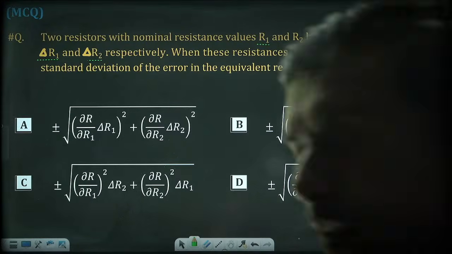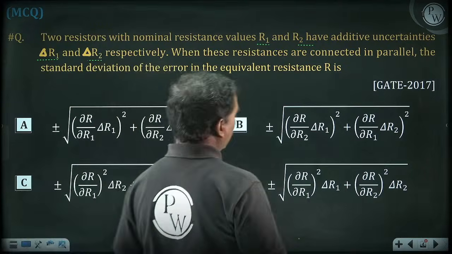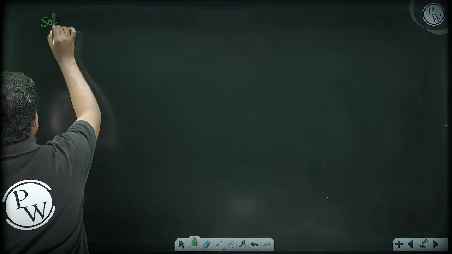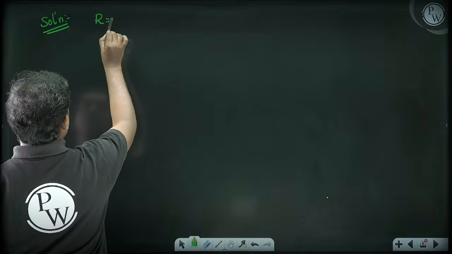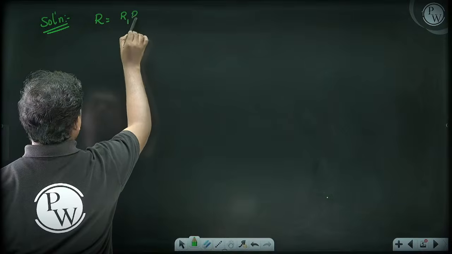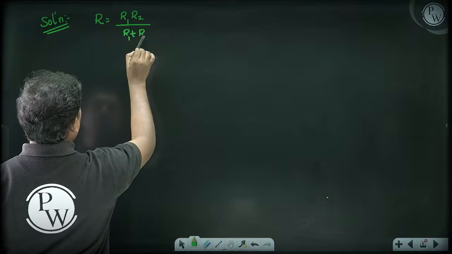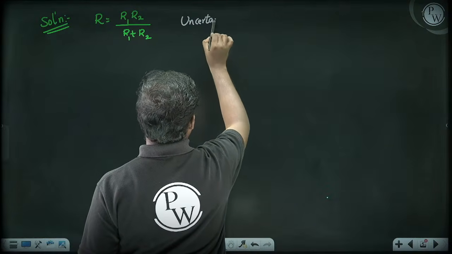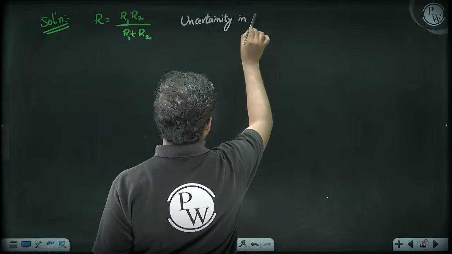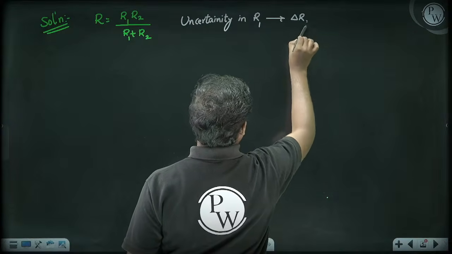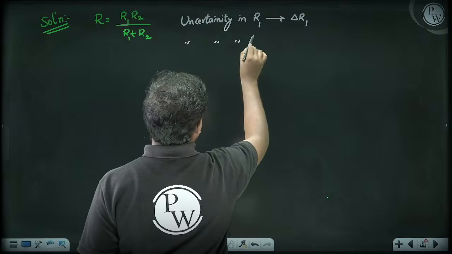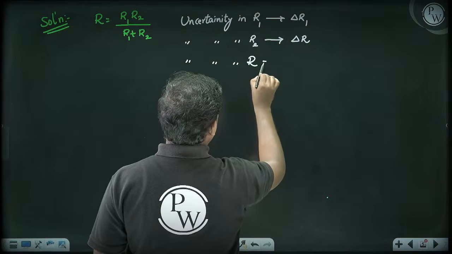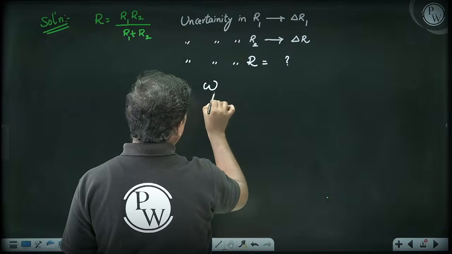See here, two resistors with a nominal resistance, so uncertainty. If you take the parallel resistance solution, R is a function of R1 R2 divided by R1 plus R2. Uncertainty in R1, I can take it as delta R1. Next, uncertainty in R2, I can take it as delta R2. Next, uncertainty in R is what?